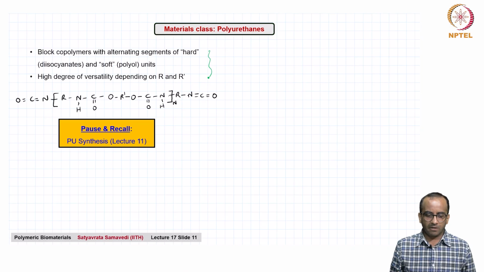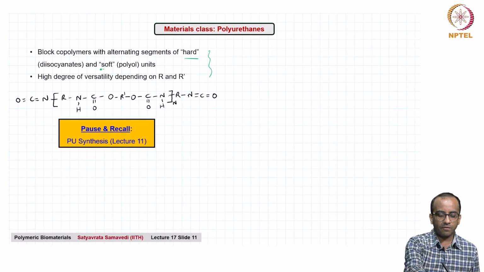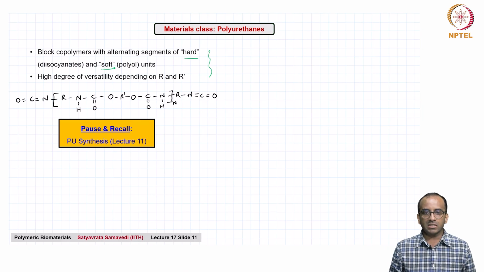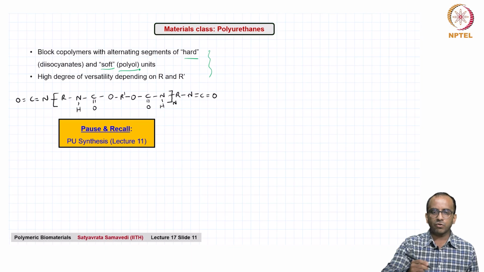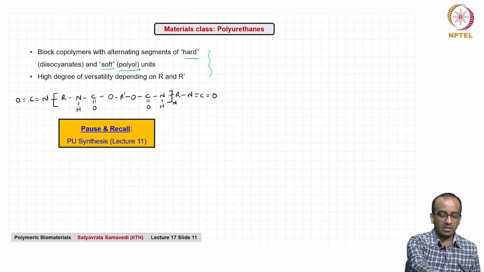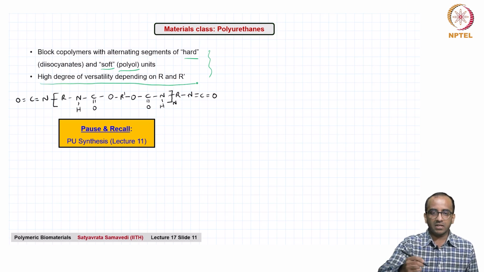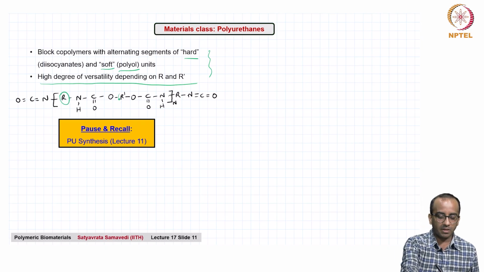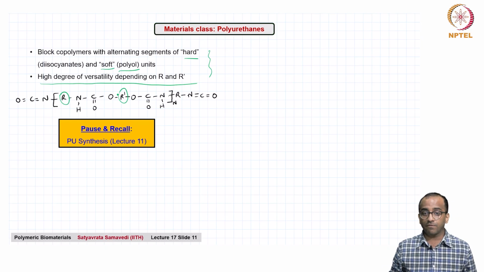These are essentially segmented block copolymers with alternating hard and soft units. The hard units are essentially diisocyanates and the soft units are polyol, which could either be polyether or polyester. Now, they are a class because you get a high degree of versatility depending on what the R and the R prime groups are. You can get quite a bit of variety in the functionality, thus giving you polyurethanes with very, very different properties.